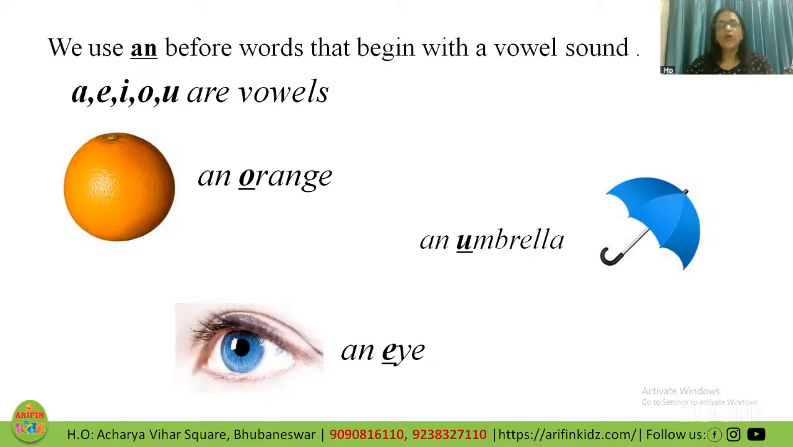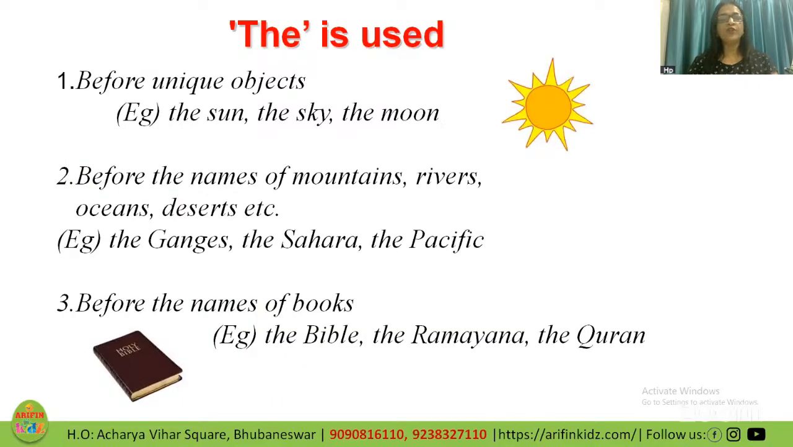Very good. Thank you. Let's come to our next slide. We use an before the words that begin with A, E, I, O, U. You can see now an orange, an umbrella, an eye. You see orange, ox, because the vowel sound comes. So an orange, an umbrella, an eye. Here the vowel sound comes, so we use an before the word.